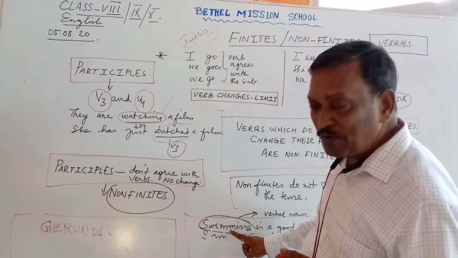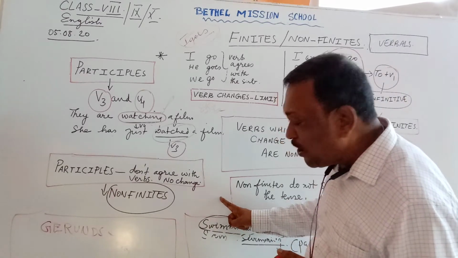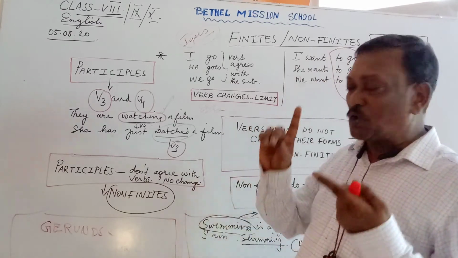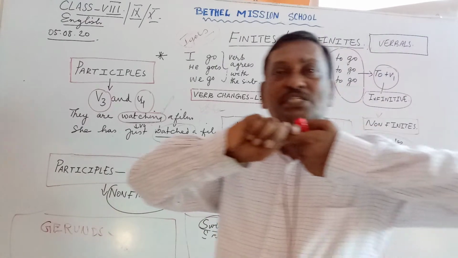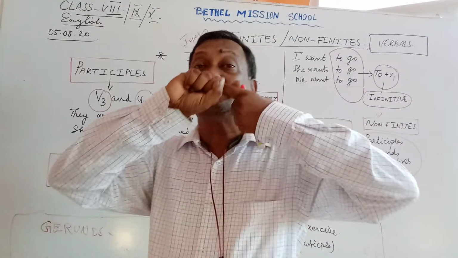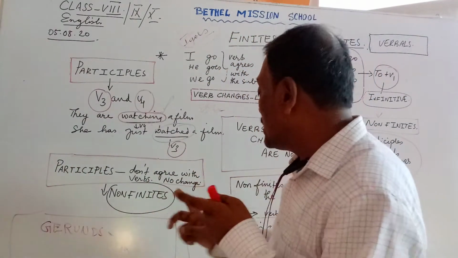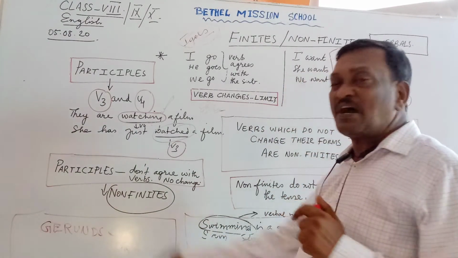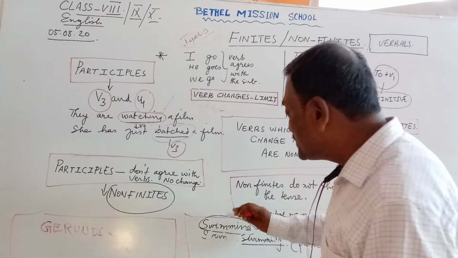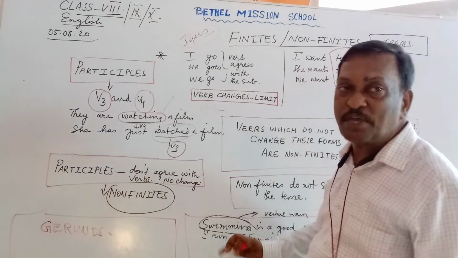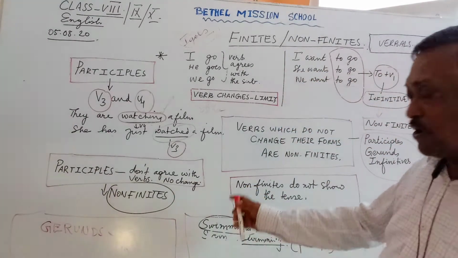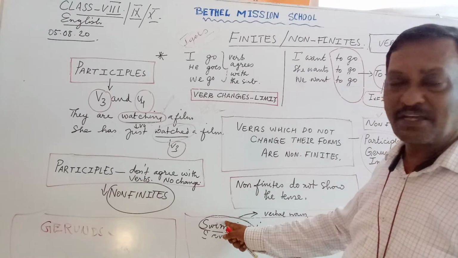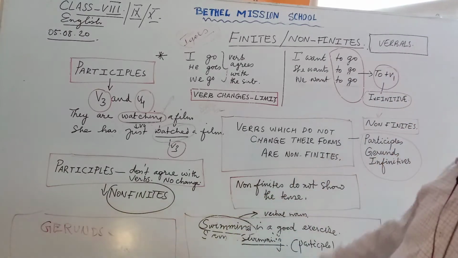It is a noun and it is also a verb. So swimming does the work of the noun as well as the verb. It plays a double role here. It functions as a verb as well as a noun. Therefore it is a verbal noun. I repeat, verbal noun. So a verbal noun is known as a gerund.